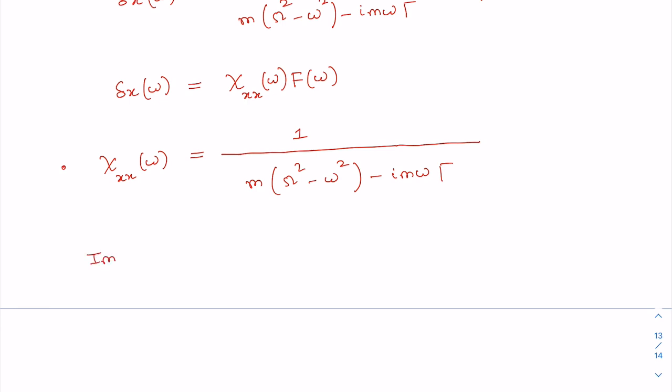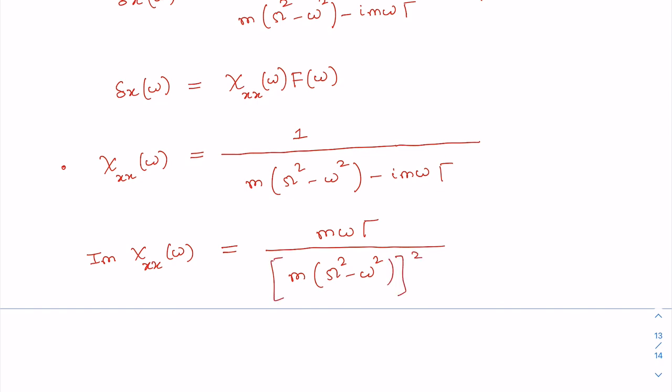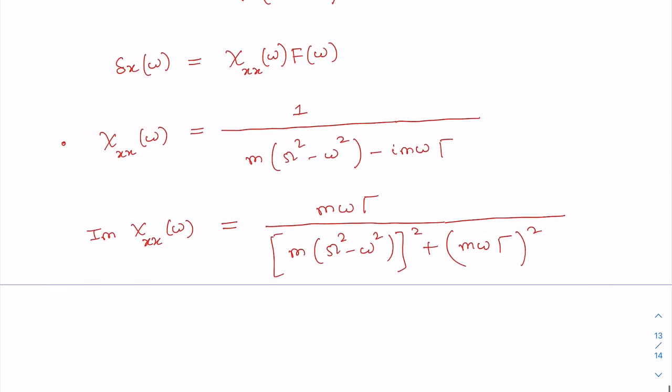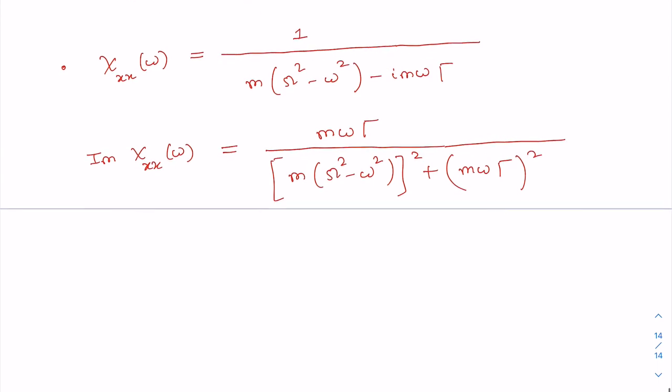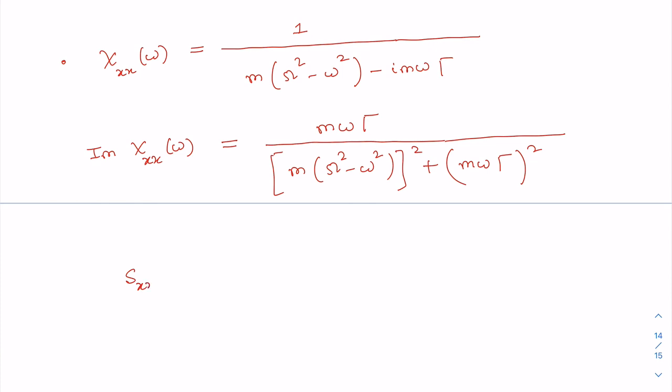and the imaginary part. The imaginary part of the susceptibility is very straightforward to get. If you do the algebra, then the imaginary part of the susceptibility will turn out to be m omega gamma divided by m squared times capital omega squared minus omega squared, whole square, plus m omega gamma whole square. So this is what we have as the imaginary part. Now you see, the imaginary part of the susceptibility is associated with the noise spectrum as per our fluctuation dissipation theorem. So this noise spectrum is equal to twice kBT by omega times the imaginary part of the susceptibility.